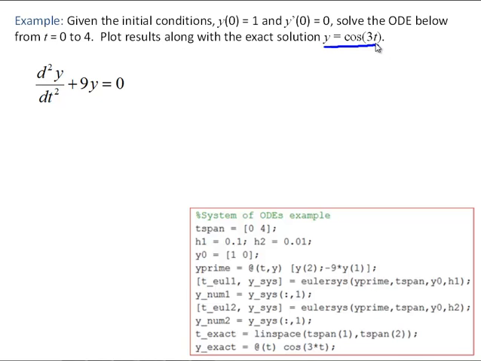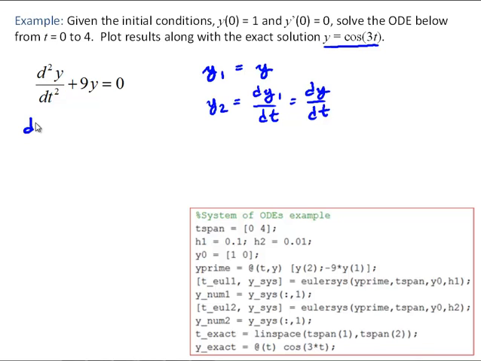So let's start by writing this as a system of first order differential equations. And the way to do that is we will define some y1 equal to y and y2 is equal to dy1 dt. So those will be our first differential equations. So this would also be equal to dy dt. So now we can use that to rewrite this equation.